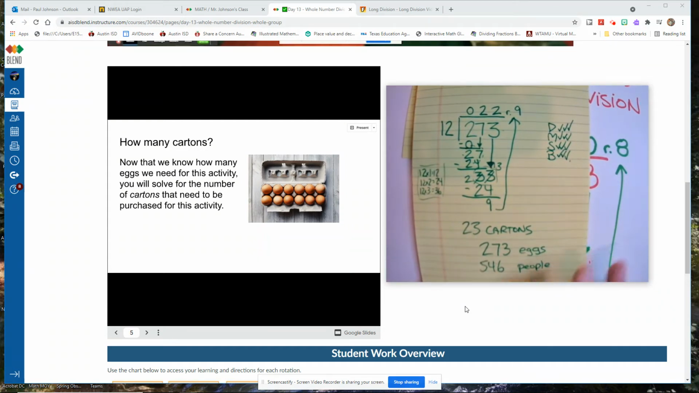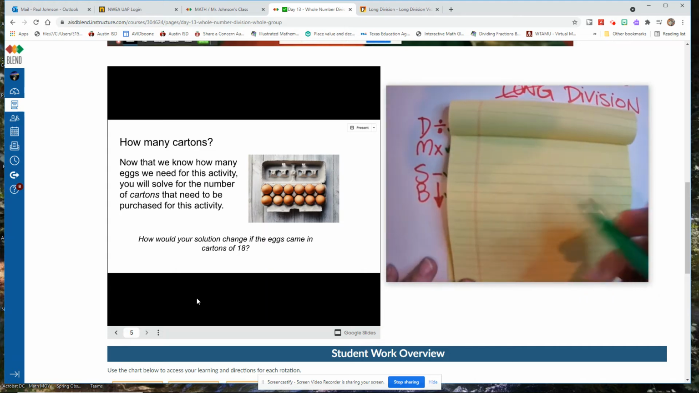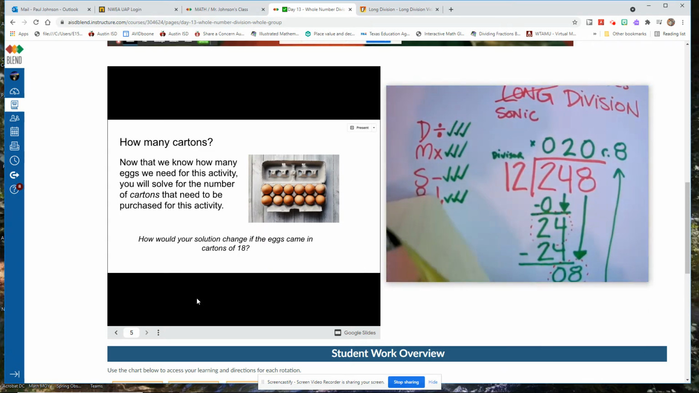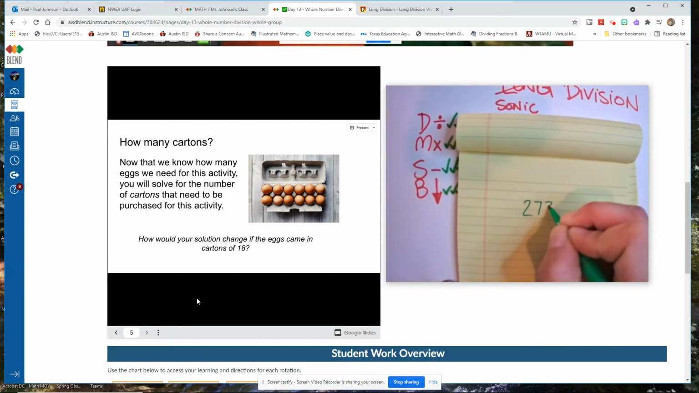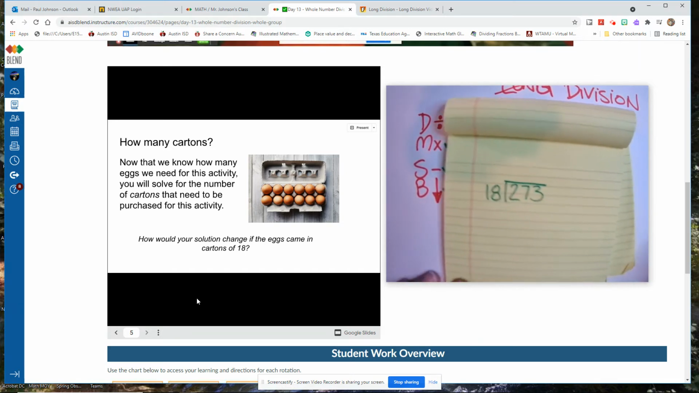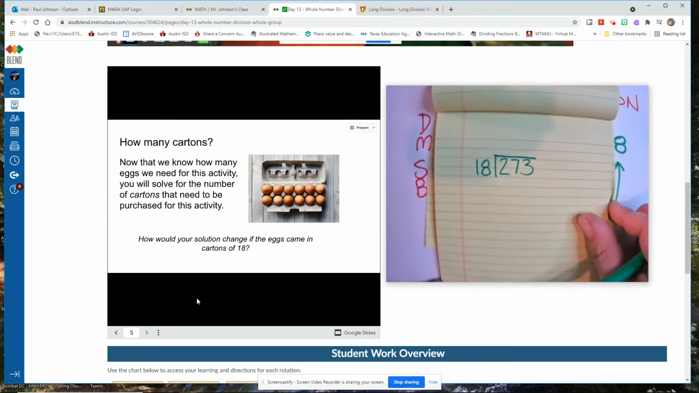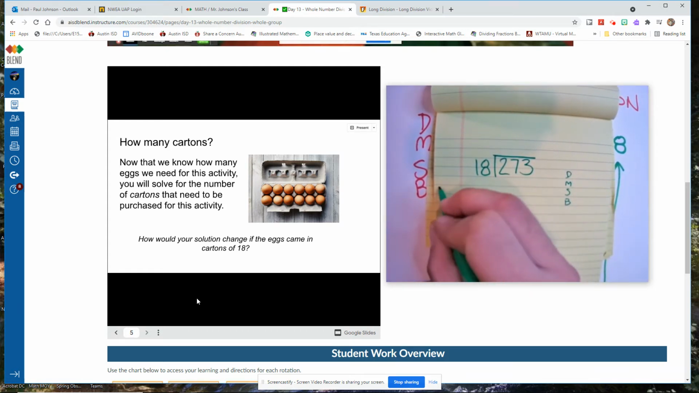All right. So, and then finally, I think they want you to try, sometimes cartons of eggs come in 18. Haha. So they want you to try this. They want you to take the same number of eggs. I keep forgetting the number because it's late. Okay, so 273 eggs. Now this time, I want you to try and put it into groups of 18 per carton. You can do that same thing that we've been doing.